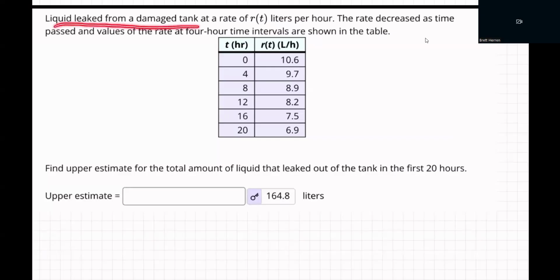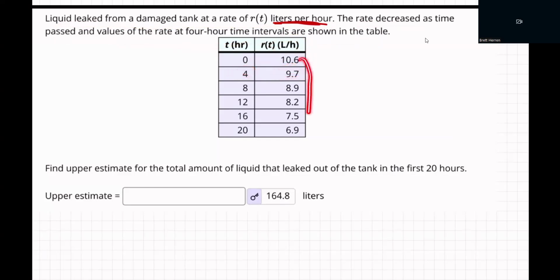Liquid leaked from a damaged tank at a rate of R of T liters per hour. The rate decreased as time passed, and values of the rate at 4-hour time intervals were shown. So at time zero, it was leaking out at a rate of 10.6 liters per hour. At 4 hours, right at that moment, it was leaking out at a rate of 9.7 liters per hour.